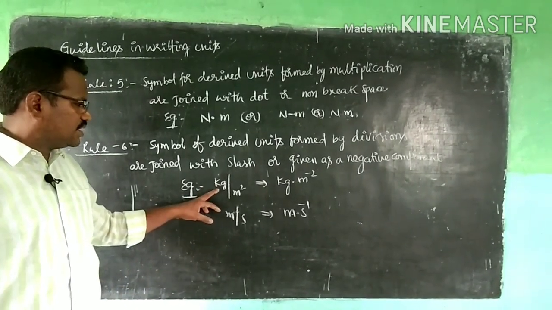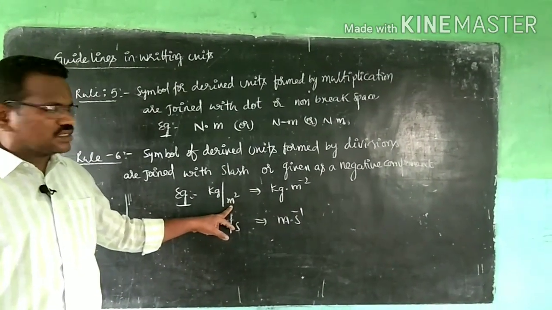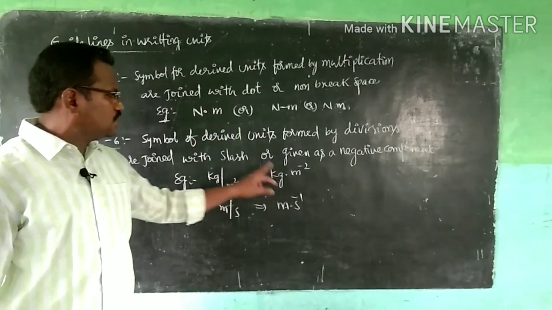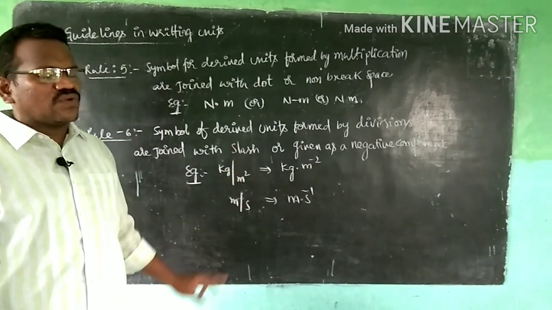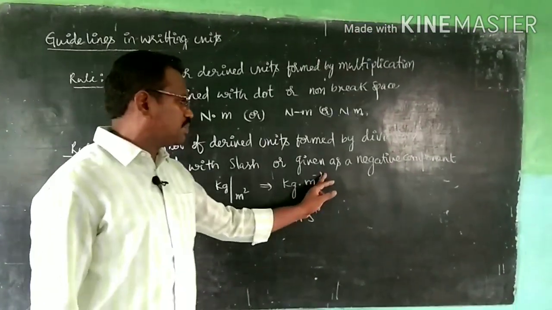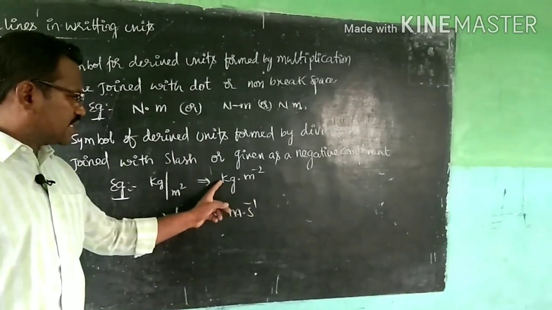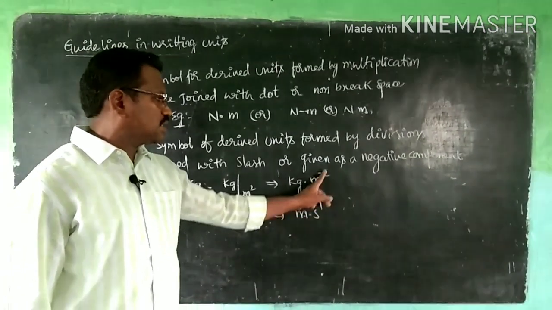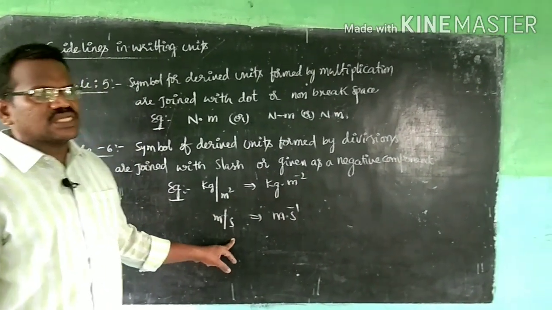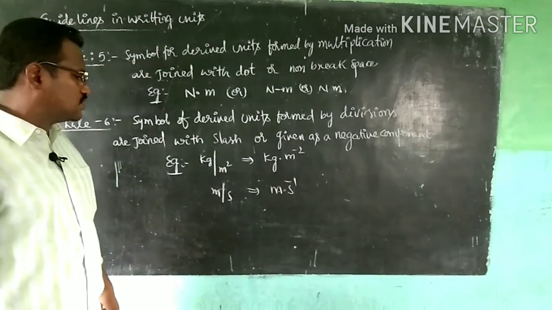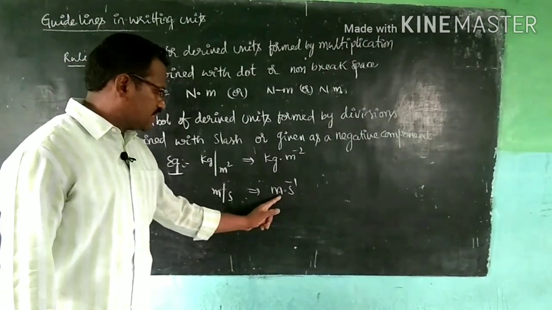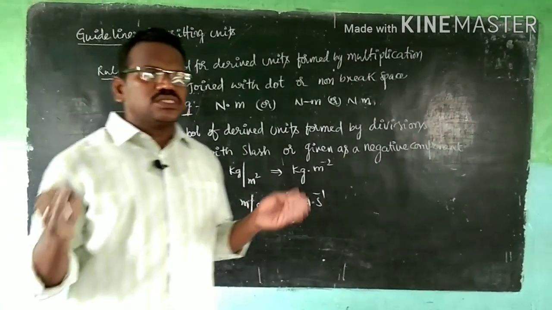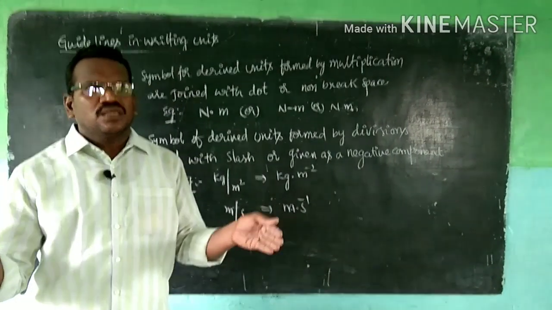So see one example here, kg per meter square. It can also be written as kg into meter power minus 2, because whenever you transfer the 1 by meter square into the numerator, it becomes meter power minus 2. See here, I wrote kg with capital K, small g, and meter is always in lowercase, that is meter power minus 2. Meter per second is the SI unit of speed or otherwise velocity. It can be written as meter into second power minus 1. These are all the certain rules and regulations while writing the units.